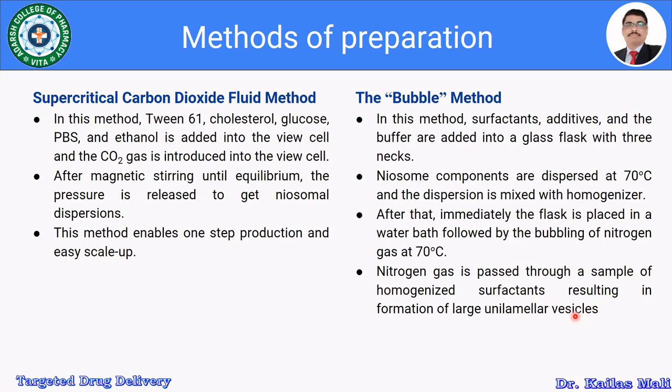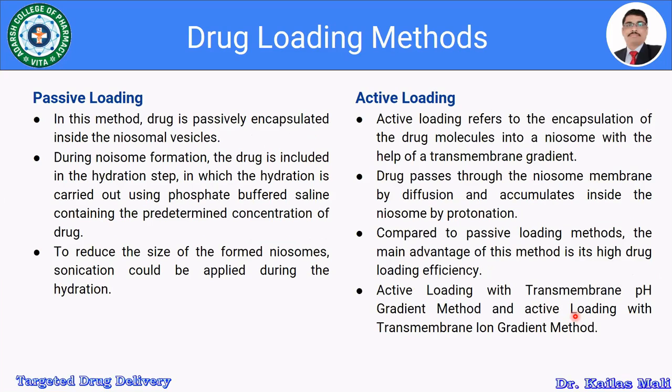Let us move towards drug loading. Let us see the drug loading methods. There are two methods by which we can load the drug. The very first one is passive loading and the second one is active loading.